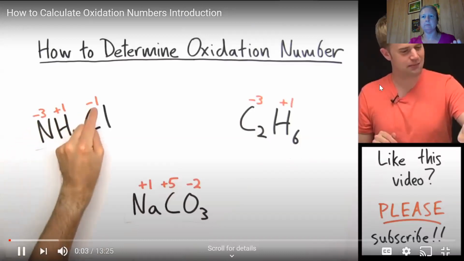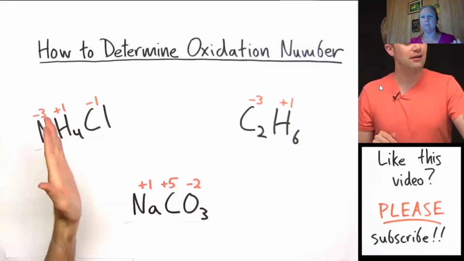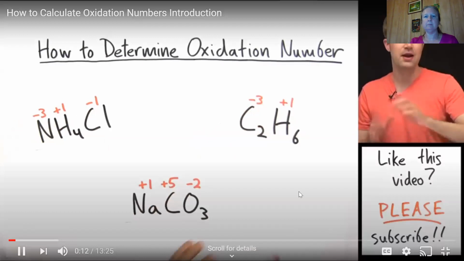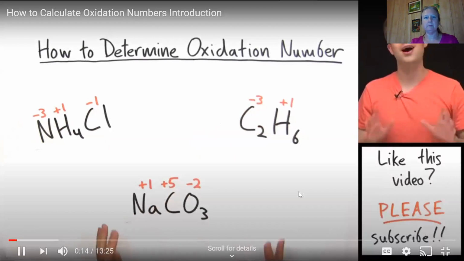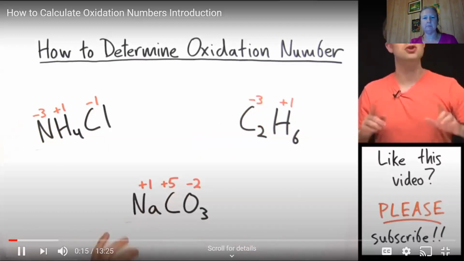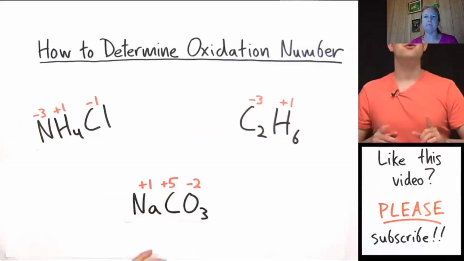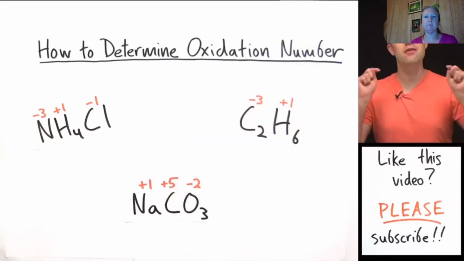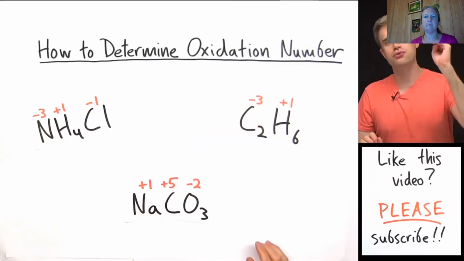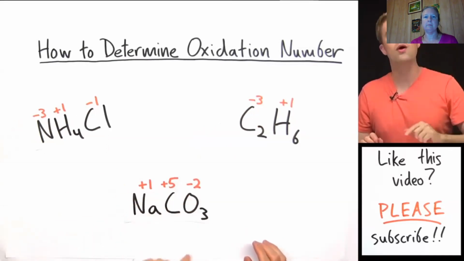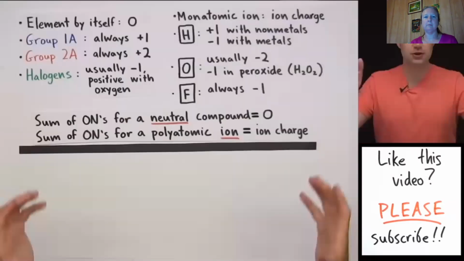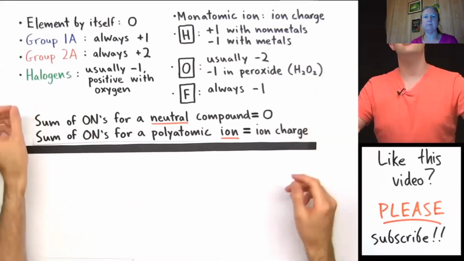Oxidation numbers for the different elements in a chemical compound. The oxidation numbers are the numbers that I've written here above each one of the elements. Now, if you want to learn more about what oxidation numbers are or why they're important, check out my video called What Are Oxidation Numbers? In this video, we're going to work through the process of how you figure out what these numbers are. So here are the rules that we're going to use to figure out oxidation numbers.